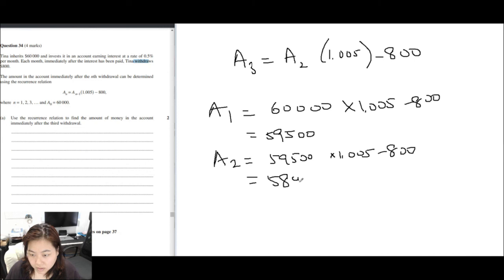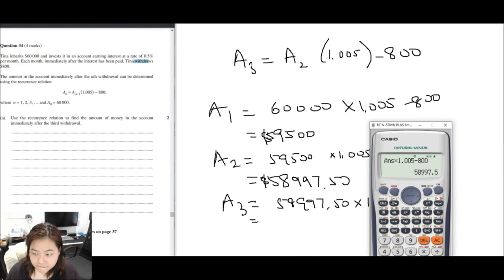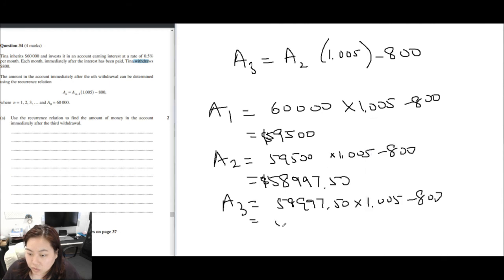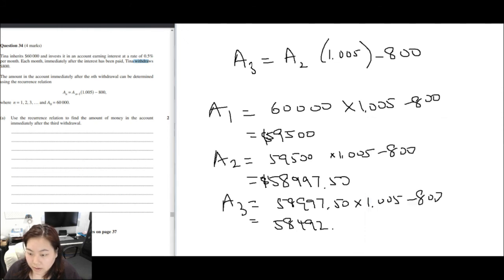That's 58,997.50. And then the third one is 58,997.50 times 1.005 minus 800, which is $58,492.4875.